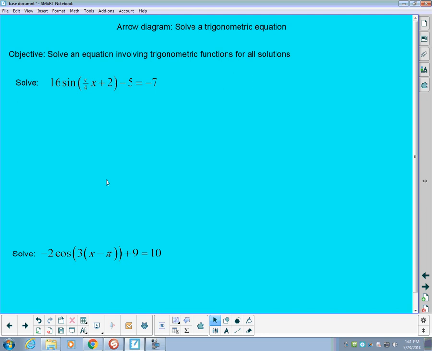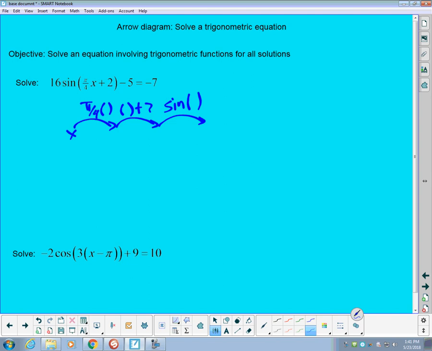So to start with, what we're going to do is make our arrow diagram for this function. It starts with an x. The x here gets multiplied by pi over 4. And then we add 2. That all goes into the sine parent function, which then gets multiplied by 16. And we subtract 5. And after doing all of that, we're supposed to end up at -7.